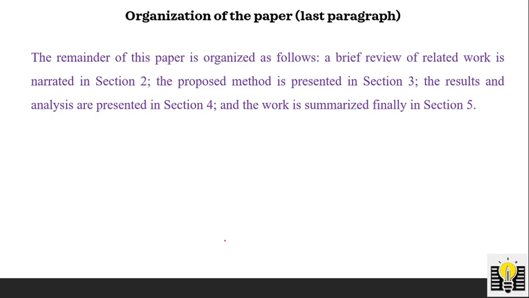And finally, the organization of the paper. You can write it your own way. You can start with: section 1 contains, like that, or a brief review of related works is narrated in section 2. Like that, statements can be represented in the organization of the paper. So these are the main factors we need to include in the introduction section. Then your introduction section will be easy to understand.